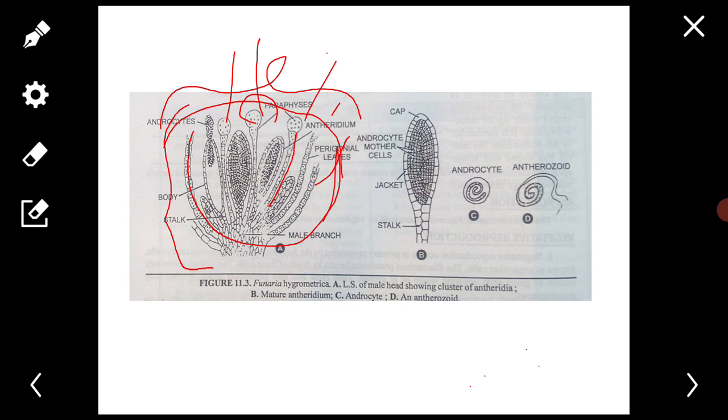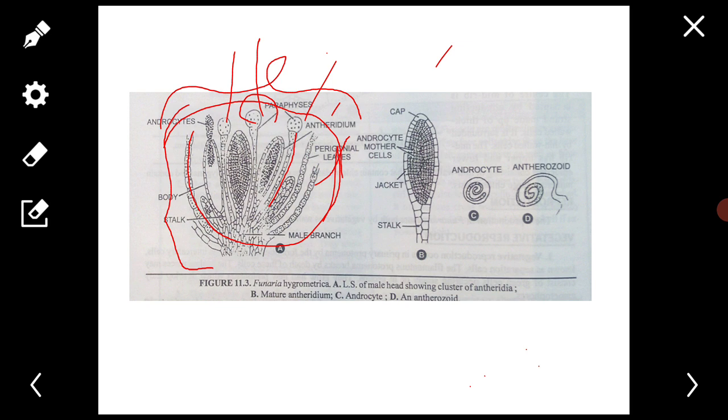The apical cell of the male branch, the reproductive branch, is used up in the formation of sex organs, either the antheridia or archegonia. Therefore, the further growth of the male or female shoot stops.